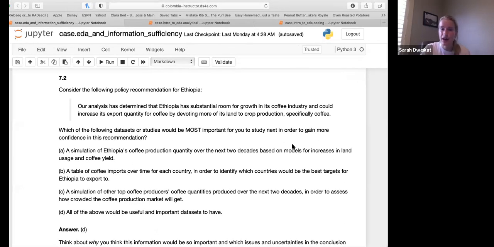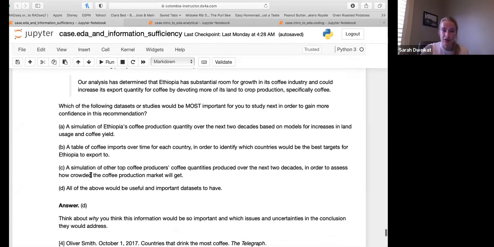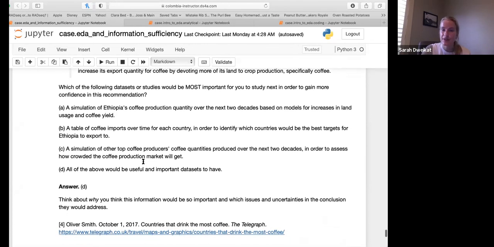And this goes to a lot of the things that we spent some time on earlier, all those different data sets that you might need to say that they have that room for growth. So a simulation of Ethiopia's coffee production quantity would be helpful. A table of coffee imports over time for each country to identify the best targets to export to. And we also want to know if there's room in the market for Ethiopia to even expand. We see these other countries like Vietnam really making a play to increase their coffee production. Is there room in the market for Ethiopia to try to do the same?